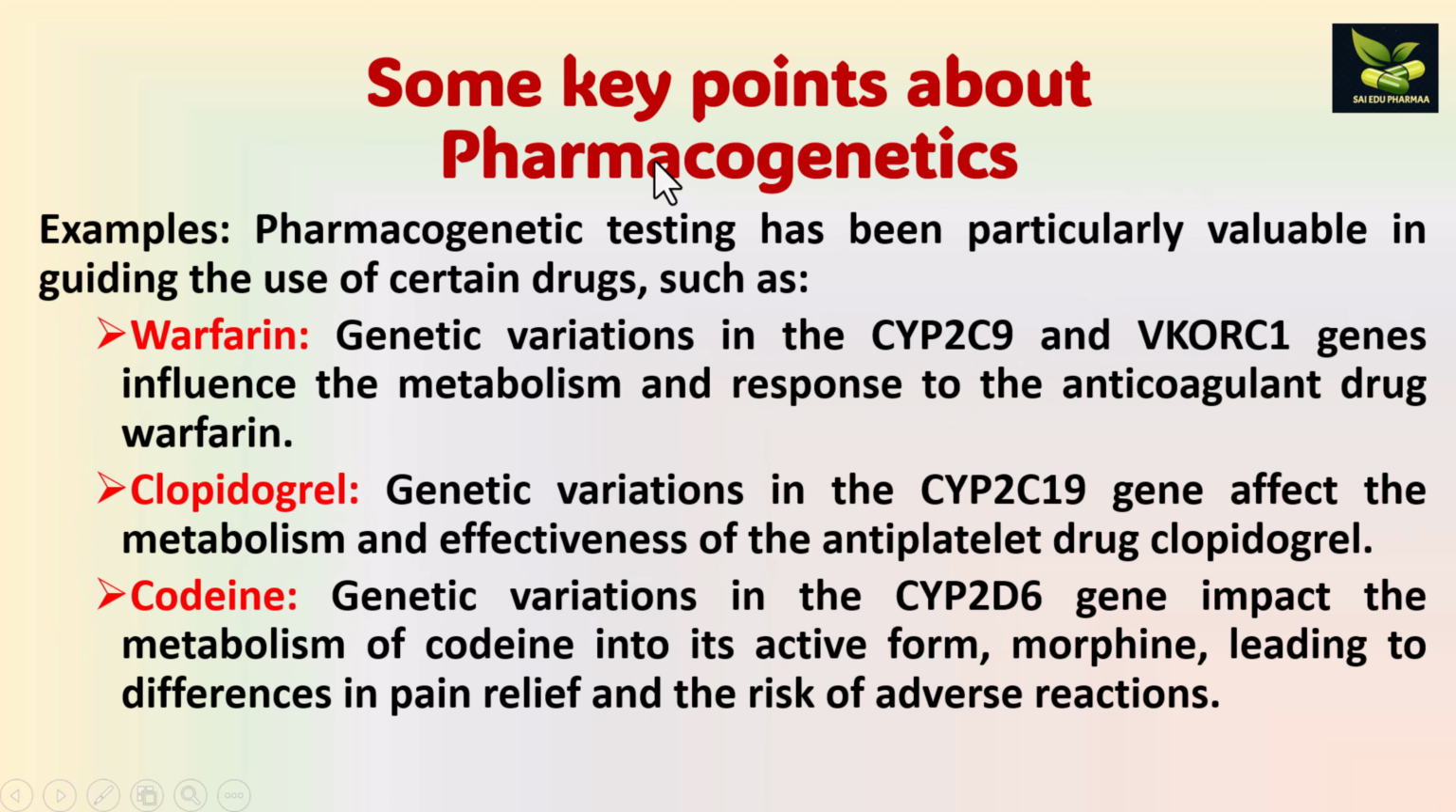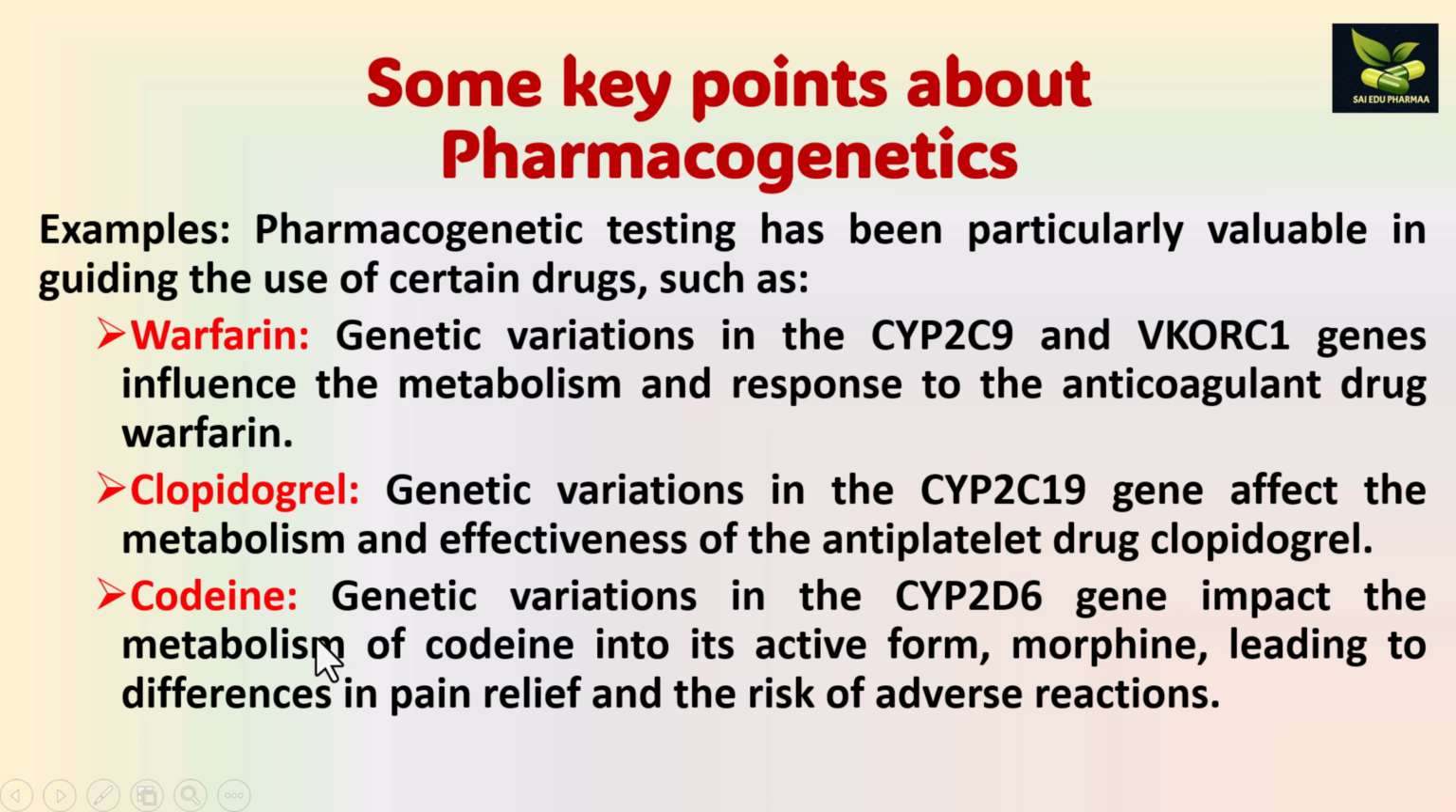Some key points about pharmacogenetics, in this we can see some of the examples also. Pharmacogenetic testing has been particularly valuable in guiding the use of various drugs like warfarin. The genetic variation in CYP2C9 and VKORC1 genes influence the metabolism and response to the anticoagulant drug warfarin. So according to these variations, the dose of warfarin is decided. Next is clopidogrel. The genetic variation in the CYP2C19 gene affects the metabolism and effectiveness of this antiplatelet drug.